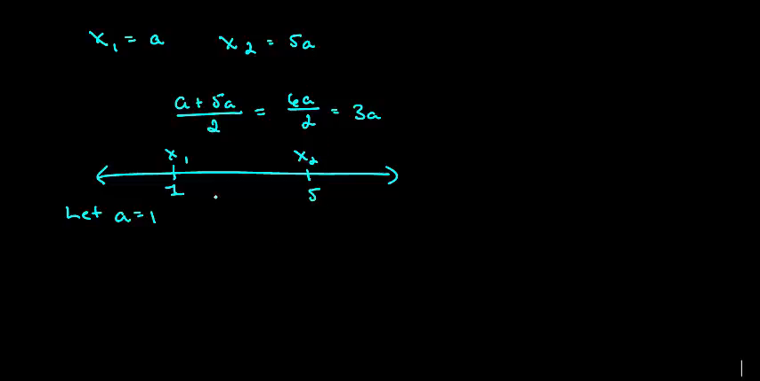Or 5. And so clearly the midpoint between here is, well, let's look at that value. If we find the midpoint right in between here, that's the number 3. And so we said that the midpoint was 3 times a. So if a is 1, then the midpoint should be 3 times 1, or 3. And that's what we find. Okay, let's check out some other values for a real quick.